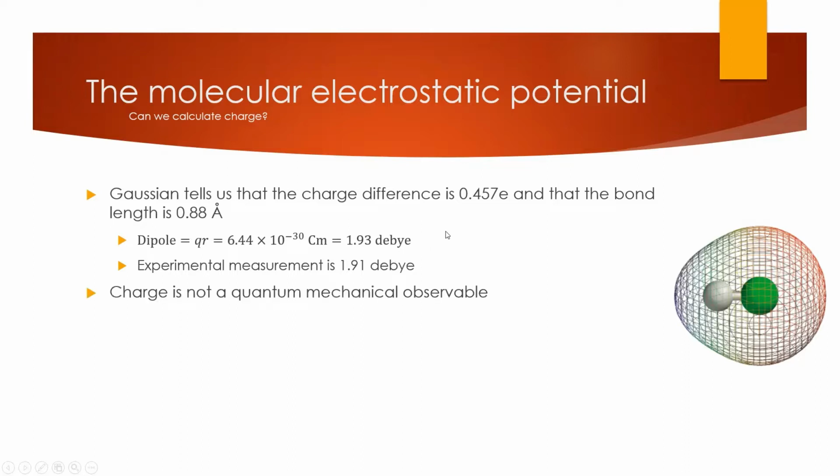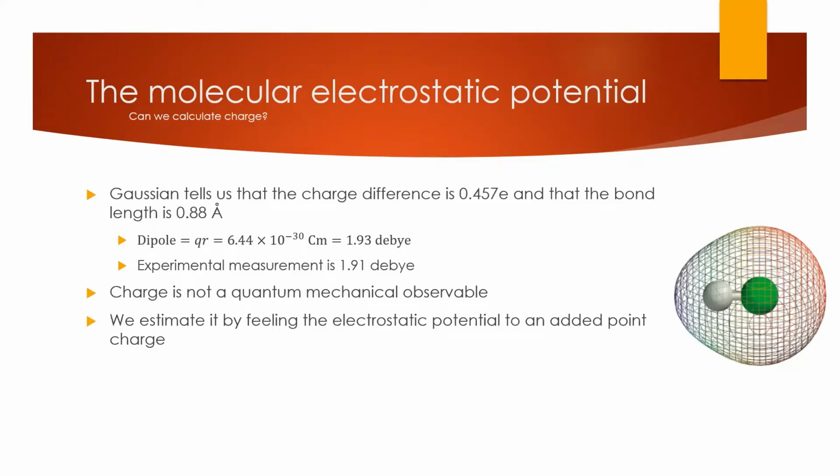The problem, or the difficulty, is that charge is not a quantum mechanical observable. There's no charge operator that we can apply to determine the charge. So what do we do? Well, we simply estimate the charge by modeling in a point charge and asking what kind of forces it feels. Is it attractive? Is it repulsive at all the points around our model here? And what this gets us in this case is this red, which is a charge buildup around the fluorine, and blue, which is a charge depletion around the hydrogen. And this makes sense. We expect a hydrogen fluoride bond to be extremely polar with the charge localized to the fluorine.